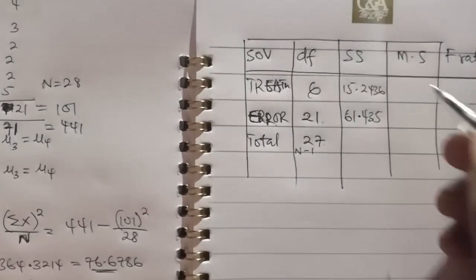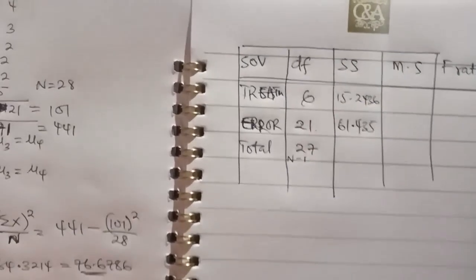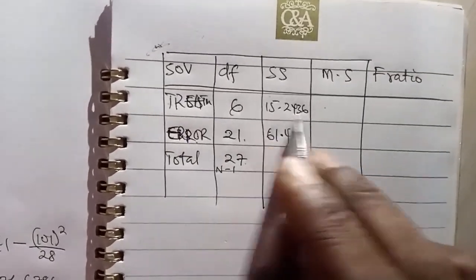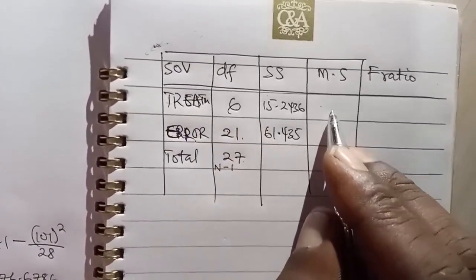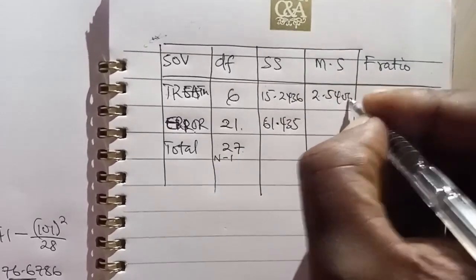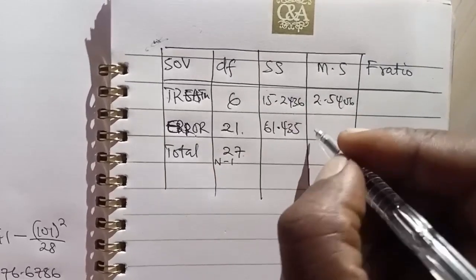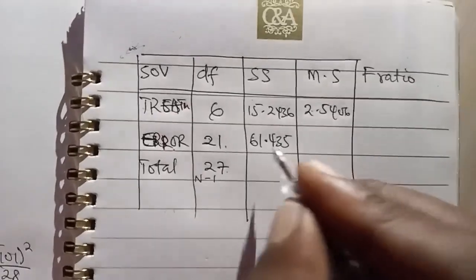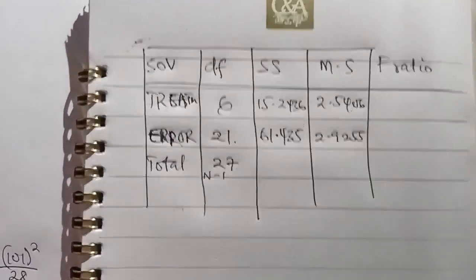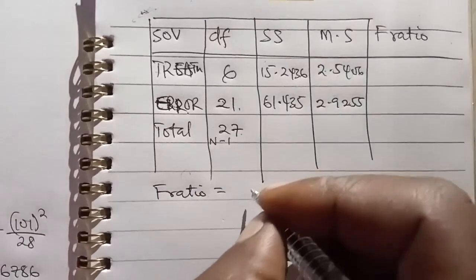Then the mean square here, for us to get it, is this divided by this. So we actually do this divided by this. It will give us this. And 15 point, this divided by 6 will give us 2.5406. 61 point, this divided by 21 will give us about 2.9255. So for us to get our F ratio or F calculated, it will be equal to this divided by this.